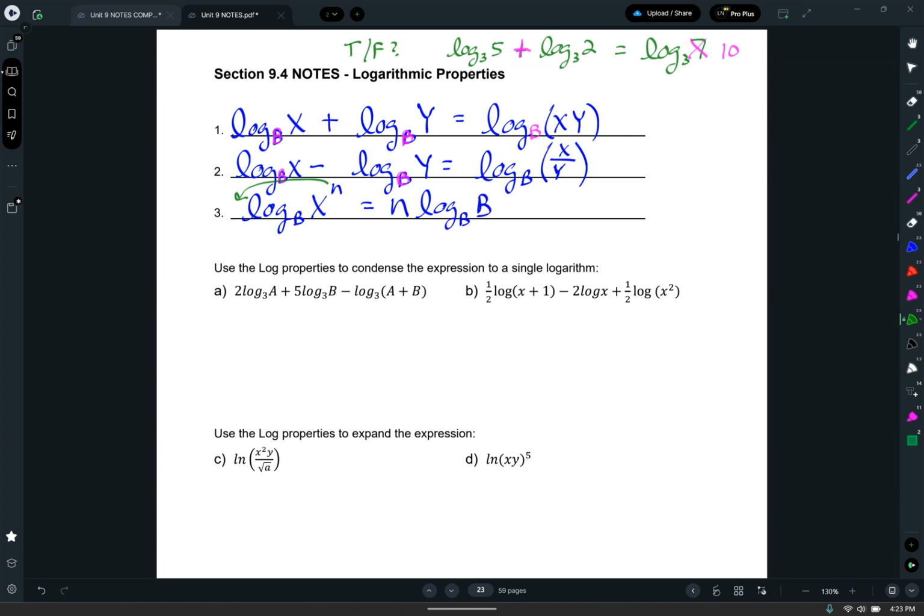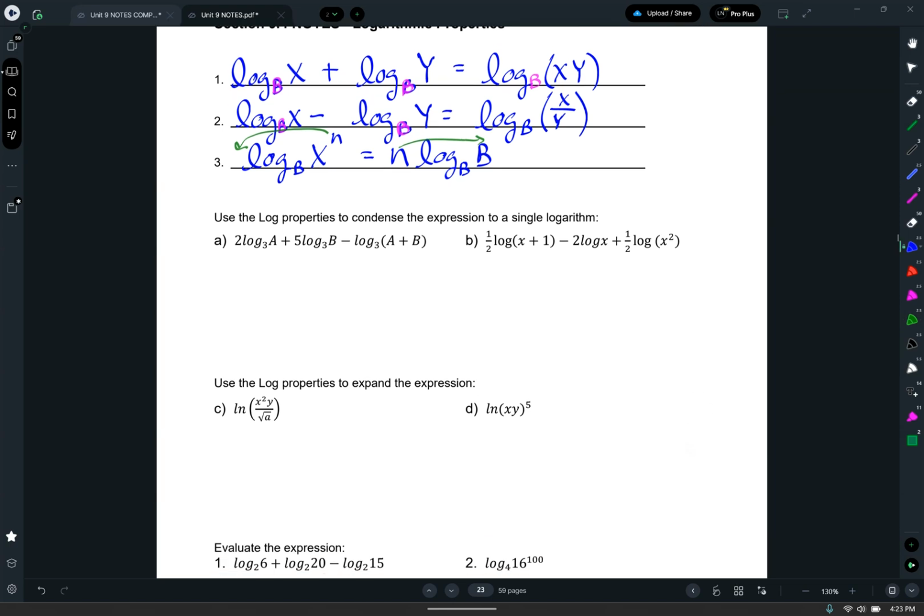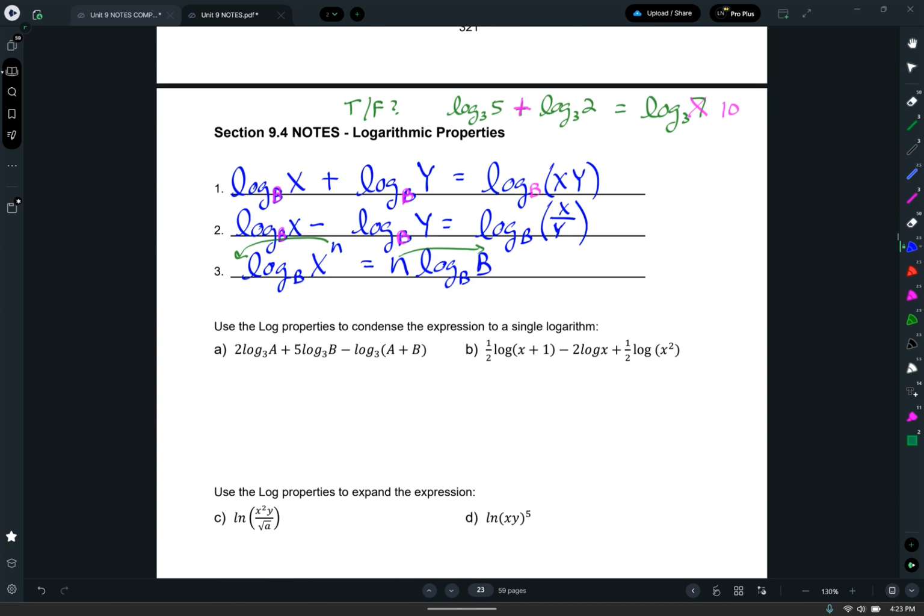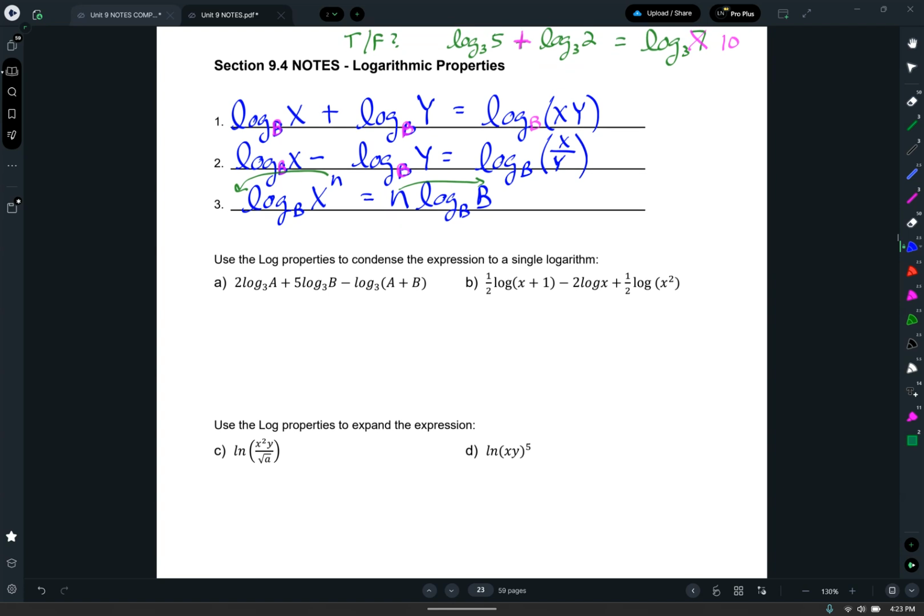So keep in mind, you can go either direction. If it's an exponent and you want, you can move it out in front. Or if it's out in front and you want, you can move it back up to be an exponent. So it just depends on what's going on as to where we want it. Okay, so what we're going to do today is do some problems that are just practicing using these logarithms. We need to get to know them forward and backward.